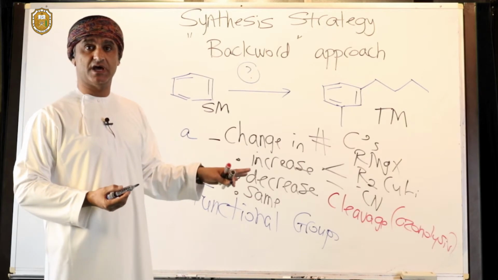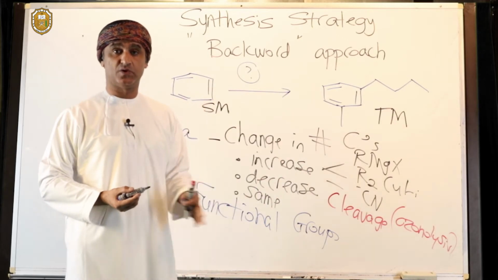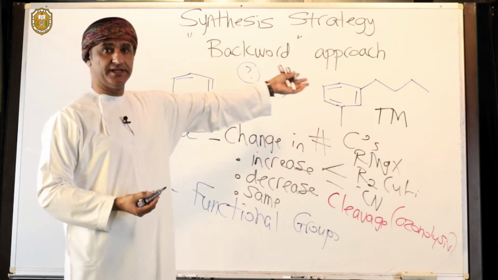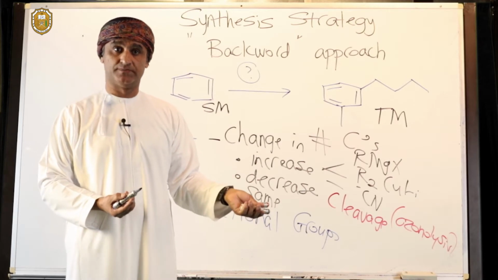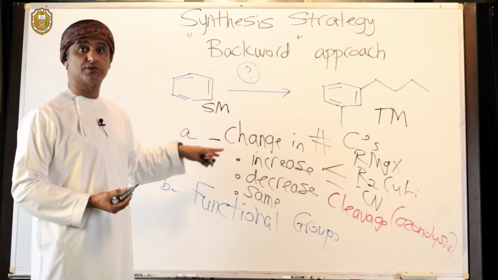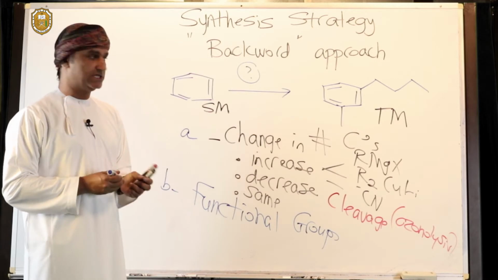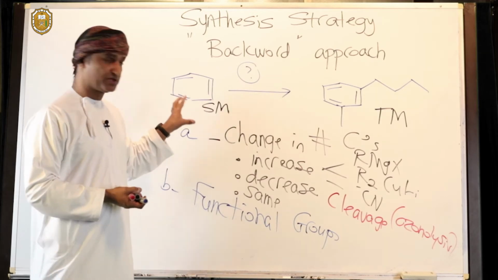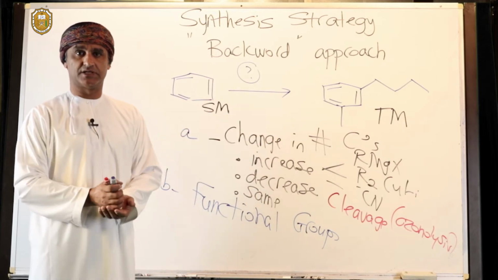For example, if the number of carbons is the same, but here we have an aldehyde and there we have a primary alcohol, so that's a simple reduction. If we have a secondary alcohol and here we have a ketone, so that's simple oxidation of a secondary alcohol into the corresponding ketone. So it's not just the number of carbons that we look at, also the change in functional groups. So these two items are really important whenever we have a synthetic question or a specific transformation from a specific starting material into a specific target molecule.